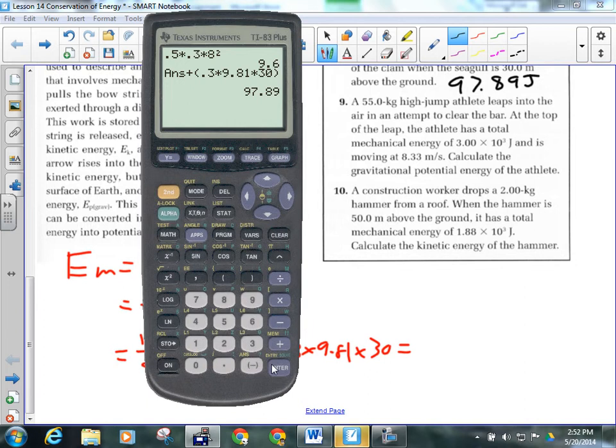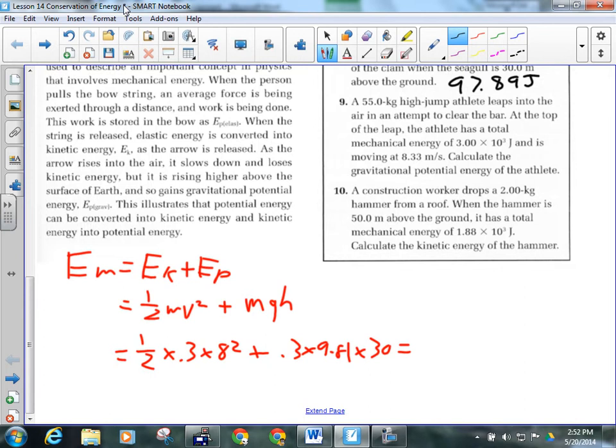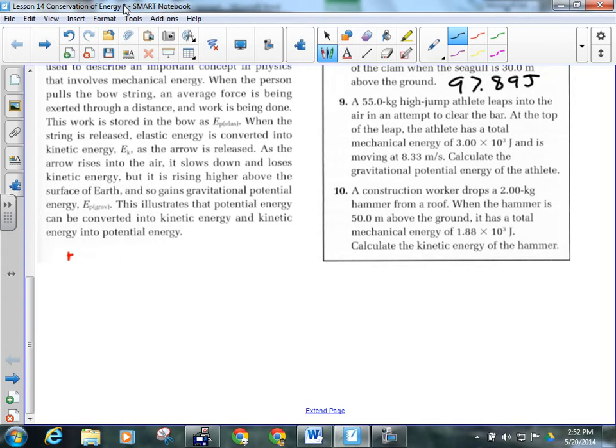Yeah. Right. Okay, so for number 9, we've got the 55 kilogram high jump athlete. Right. So we know their mass, and we know that they leap into the air in an attempt to clear the bar. At the top of the leap, they have a total mechanical energy of 3,000 joules. Okay, that's 3 times 10 to the 3. And they're moving at 8.33 meters per second.